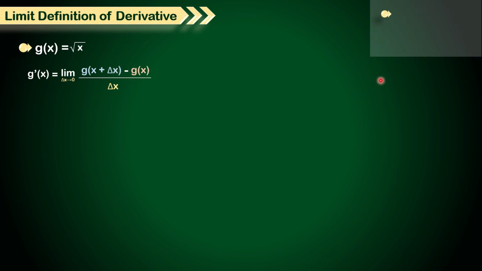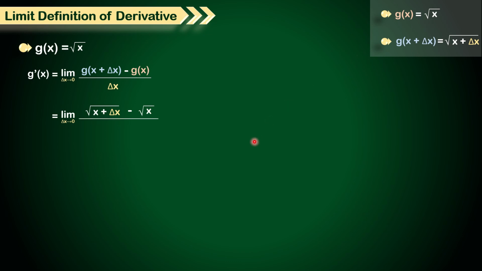g of x is the given function, which is the square root of x. g of x plus delta x is equal to the square root of x plus delta x. Substitute this to the definition of derivative. Limit of g of x plus delta x, which is the square root of x plus delta x, minus g of x, which is the square root of x, over delta x as delta x approaches 0.